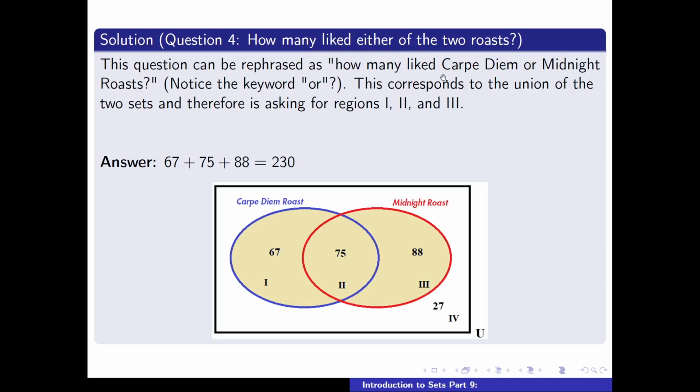So this is really asking for what is the cardinality of the union of those that like Carpe Diem or midnight roasts. So that's going to be regions 1, 2, and 3. Okay, so we add up, as we see shaded here, the cardinalities of 1, 2, and 3, 67 plus 75 plus 88, and we get 230. So of the total number of customers that were surveyed, 230 of them liked either of the 2 roasts.